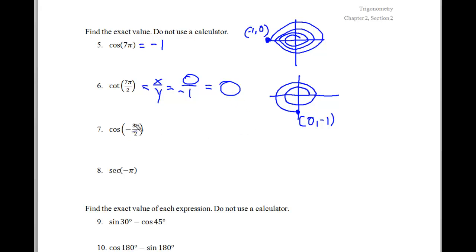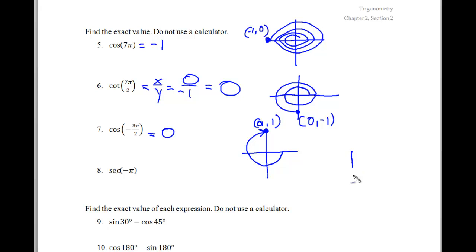Cosine of negative 3 pi over 2. Okay, so for this picture right here, now remember every pi over 2 is 90 degrees, so this is 1 pi over 2, 2 pi over 2, 3 pi over 2. The terminal side right here is at the 90 degree mark, and cosine is looking for the x value at 0, 1, so my answer here is 0.